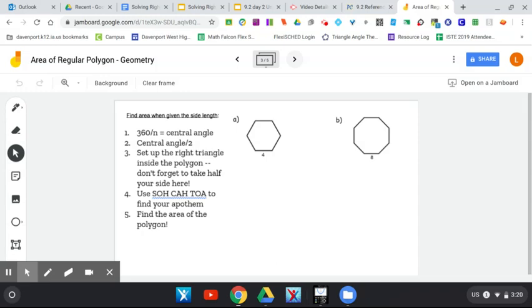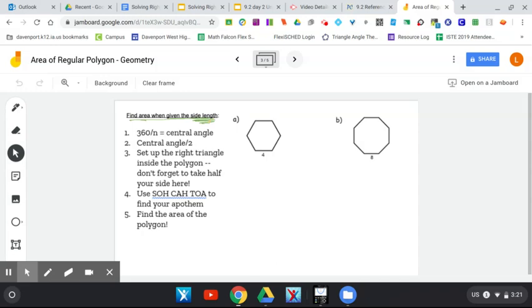So I'm going to go through and explain your steps, each step. The first step you do is you take 360 divided by N so you can find that central angle. Then you take that central angle and you cut it in half. And you use that to set up the right triangle that's inside the polygon. When you set up that triangle, you don't want to forget to take half of your side. You use SOH CAH TOA to find your apothem, and then you're ready to find area. These are the steps that you use to find area when you are given a side length.